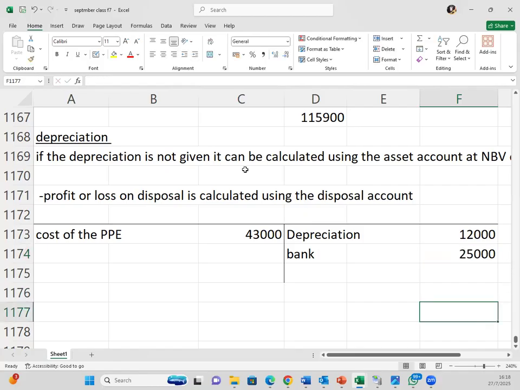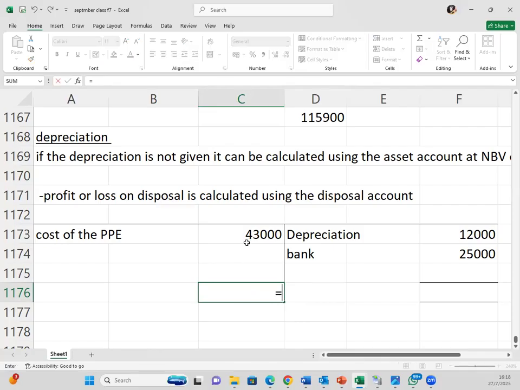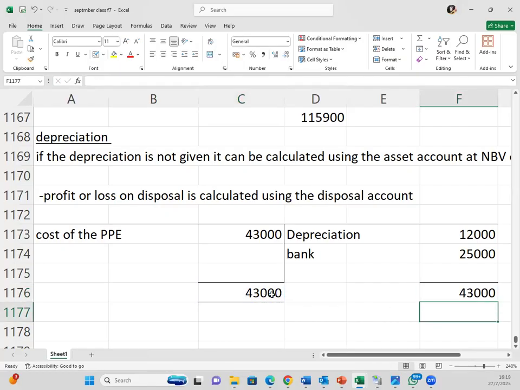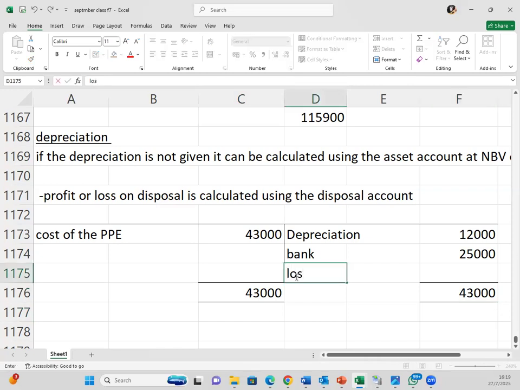So in some cases, you might not see it as a T account. They can provide the answer in column form. So for here, we then determine which side is the bigger side. So I think it's this side. So if the difference is this side, there is a loss on disposal.